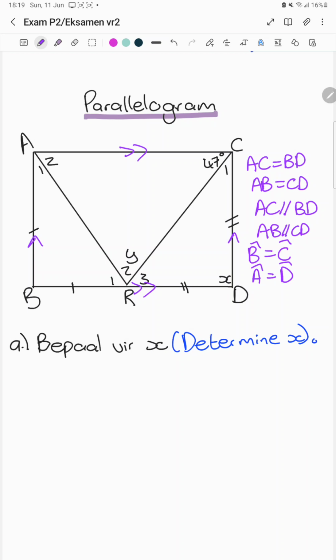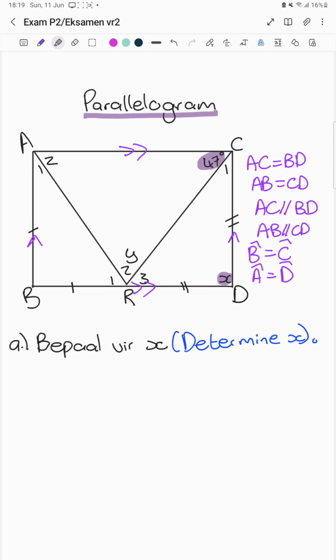Alright, so the first question says determine the value of X, of bepaal vir X. Okay, so where is X? X is here. Now I've only given you one thing. Alright, and the only thing I've given you is 47 degrees. So you have to use that 47 degrees somehow to get to X.